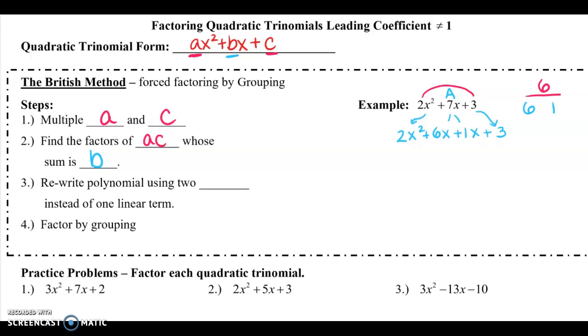You're finding 2 numbers that multiply to the AC term and add to the B term in the middle. All right, so step 3 is you rewrite the polynomial using the 2 factors instead of the 1 linear term, and then you factor by grouping.